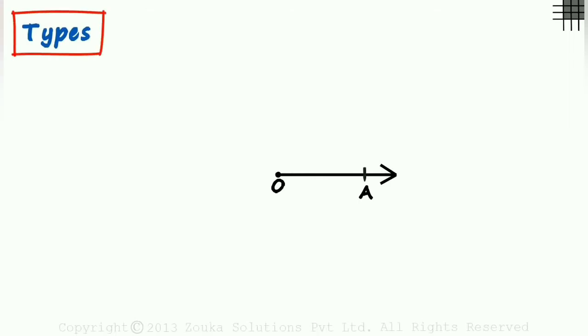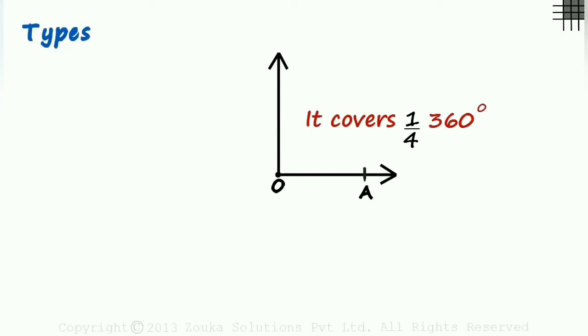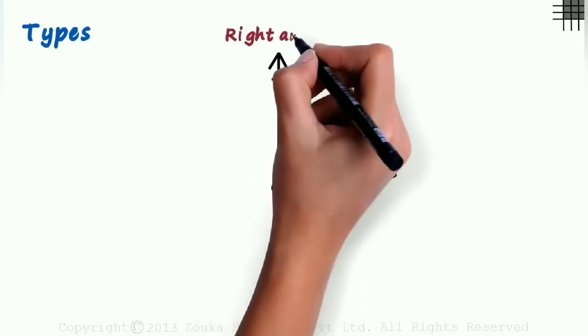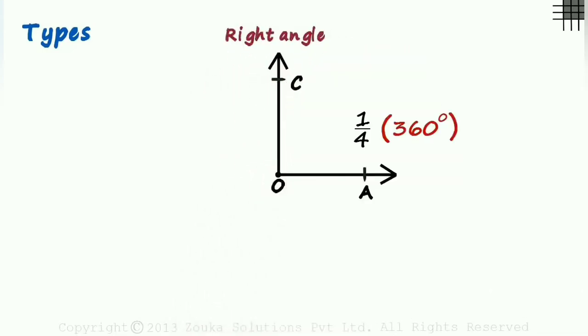There are two kinds of important angles we come across very often in mathematics. The first kind is an angle like this, and it covers 1/4 of the 360 degrees rotation. Let's call this ray OC. This angle formed here is called a right angle, and since it covers 1/4 of the 360 degrees, it measures 90 degrees. This angle is special in many ways.